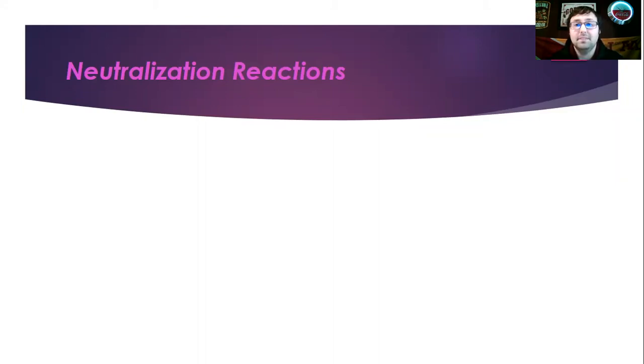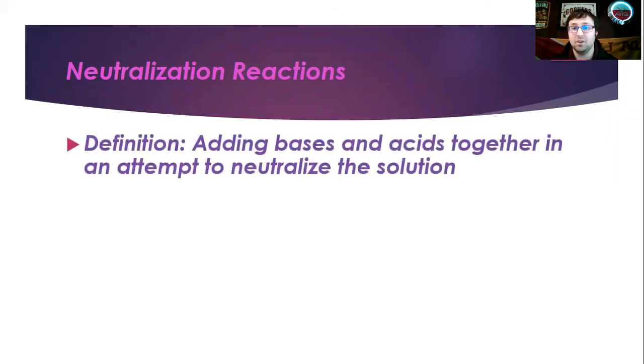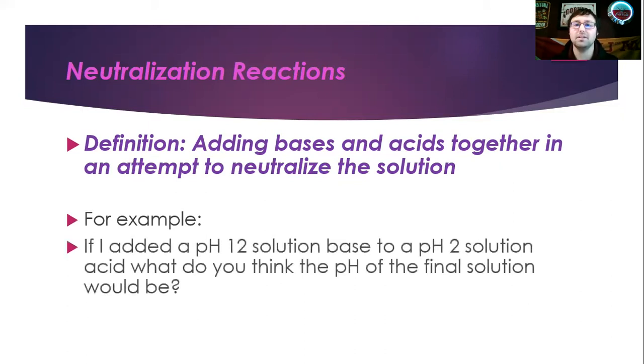When acids and bases come together, it forms a chemical reaction called a neutralization reaction. So when an acid and a base are joined together, they attempt to neutralize the solution. For instance, let me give you an example. If you had a solution that was a pH of 12, so a base, and something that was a pH of 2, an acid, what do you think the pH of the final solution would be? We are going to go over some examples of this and the methods of how to calculate it.